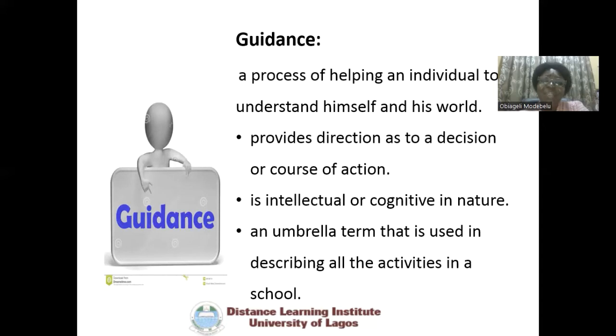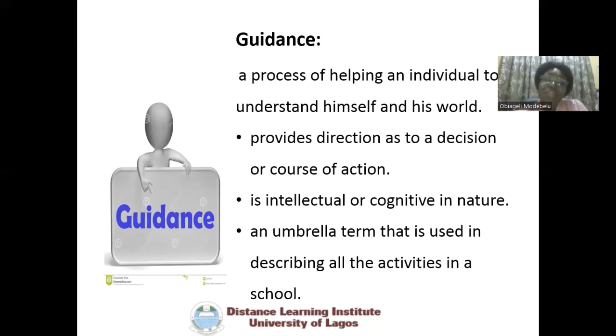However, guidance is intellectual or cognitive in nature. What that means is that it provides information. It doesn't go deep into tracing the background of the client or clients. It just gives information and people get the information and act on the basis of the information.